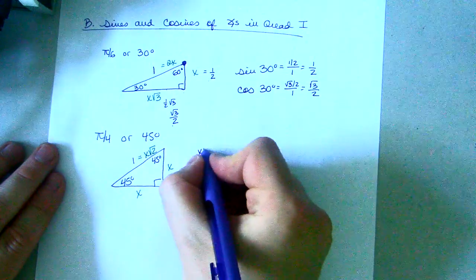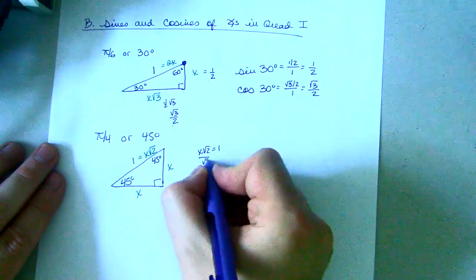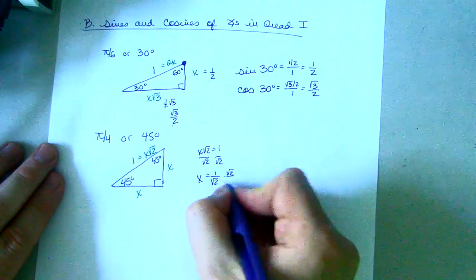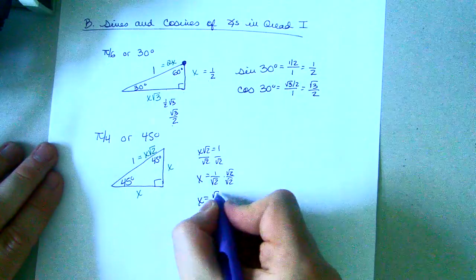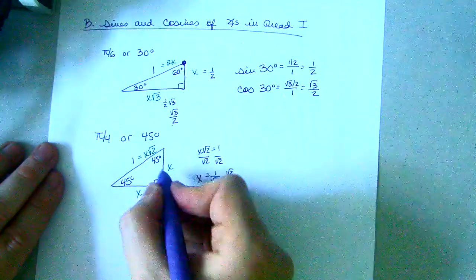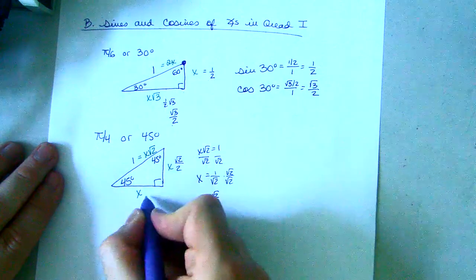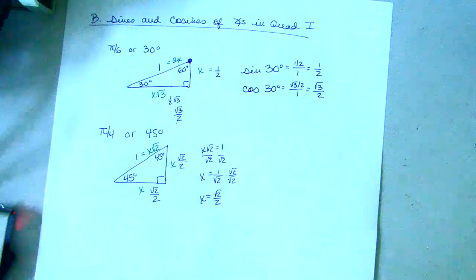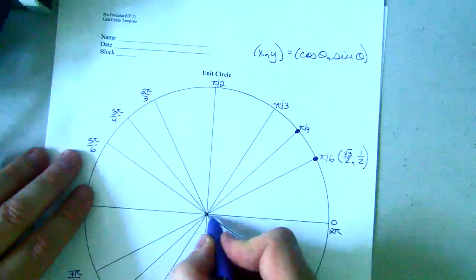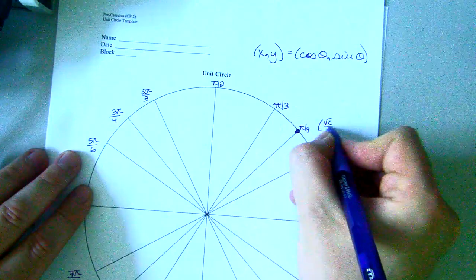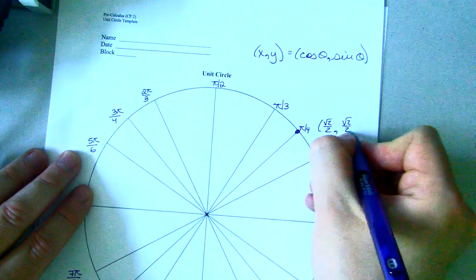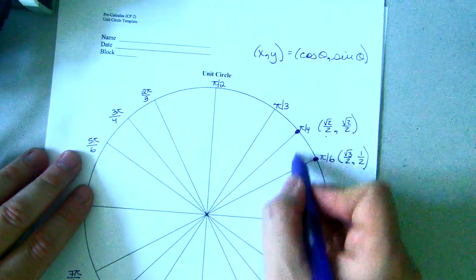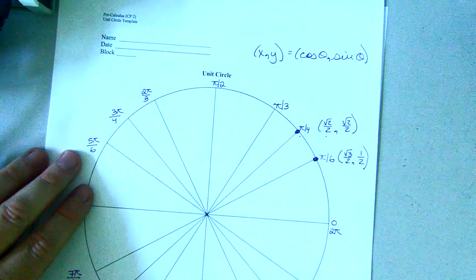So I can do a little bit of work. I can say x root 2 equals 1, divide by root 2, x equals 1 over root 2, multiply by root 2 over root 2. x is going to be root 2 over 2. I know this side of the triangle is root 2 over 2, and this side is root 2 over 2, which means to get to this point over here, horizontally you'll go out root 2 over 2. Vertically, you'll go up root 2 over 2, which means the cosine of pi over 4 is root 2 over 2, and the sine of pi over 4 is root 2 over 2.